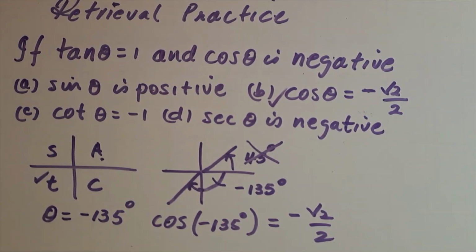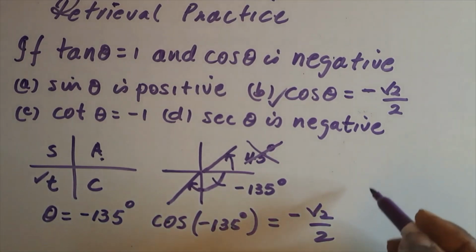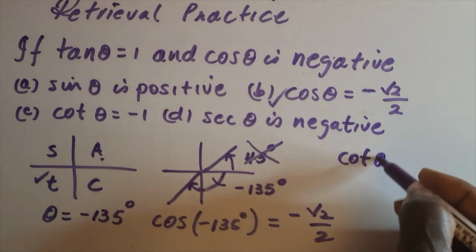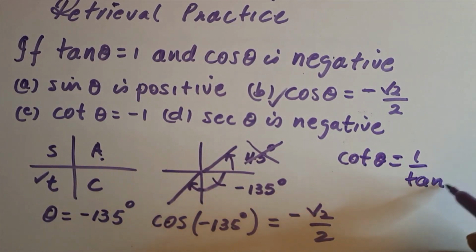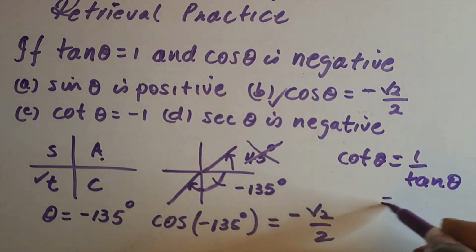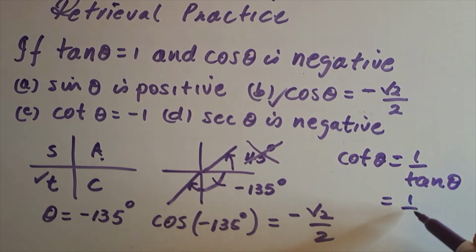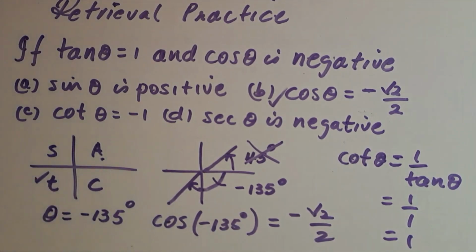Now what about C? Cot theta is equal to minus 1. Well, we know tan theta is 1 and cot theta is simply the reciprocal of tan theta. So that'll be 1 over 1, which is equal to 1. So this is not correct. C is not correct, as cot theta is not equal to minus 1.